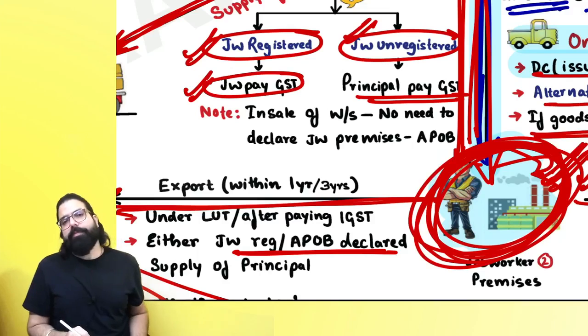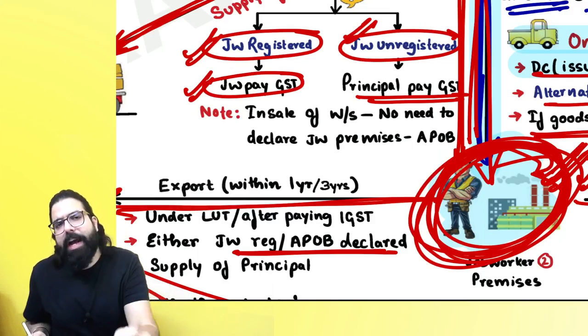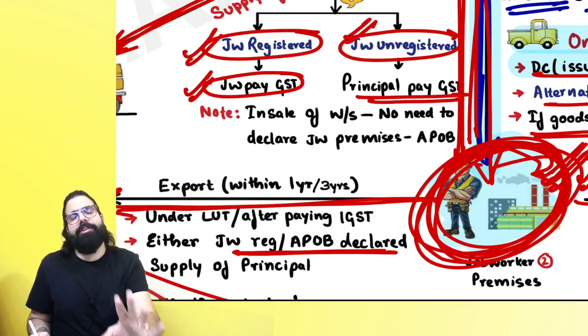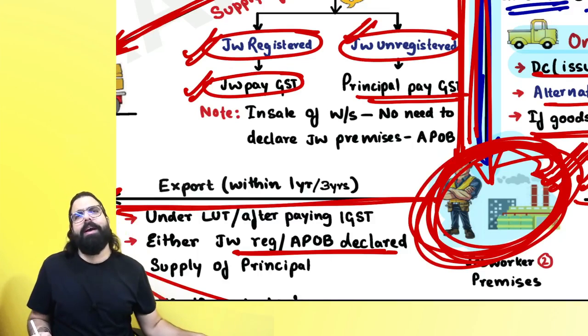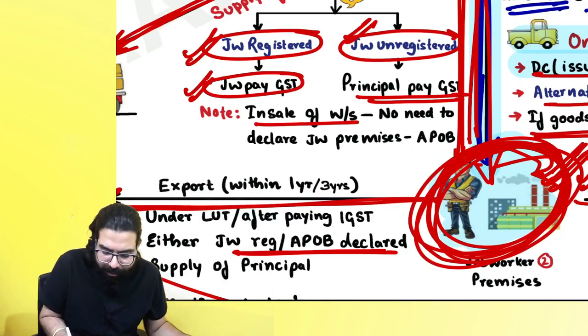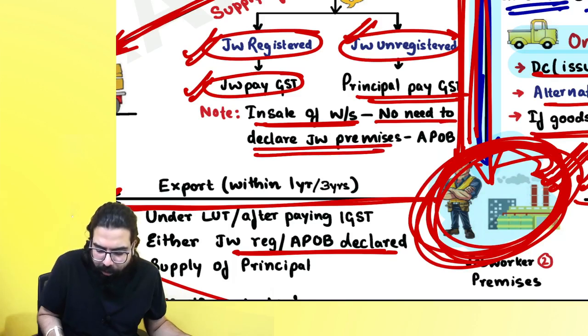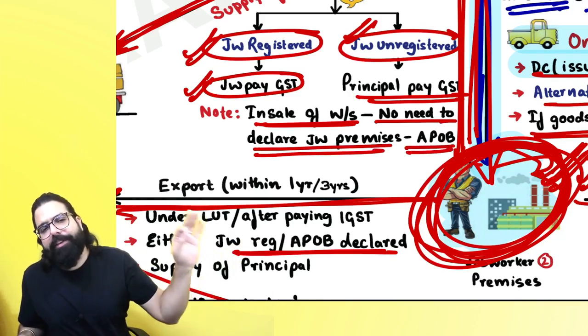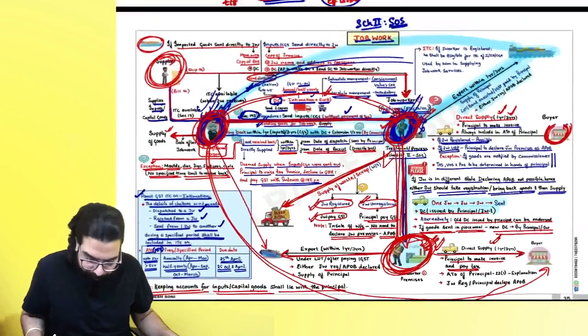But sir, for selling of waste or scrap, even if the job worker is not registered, you don't have to declare his place as an additional place of business. In case of waste or scrap, no need to declare the job worker's premises as an additional place of business. Done, sir. Point is clear.